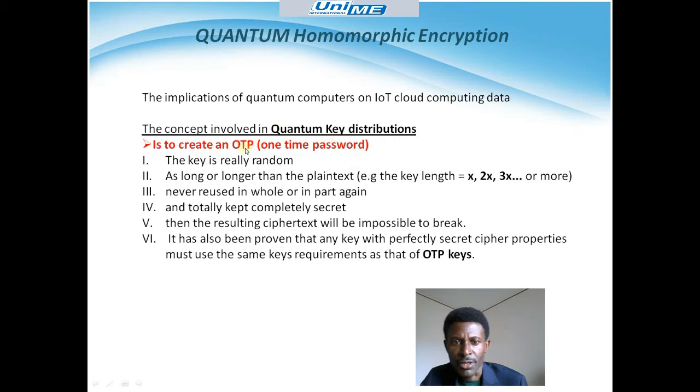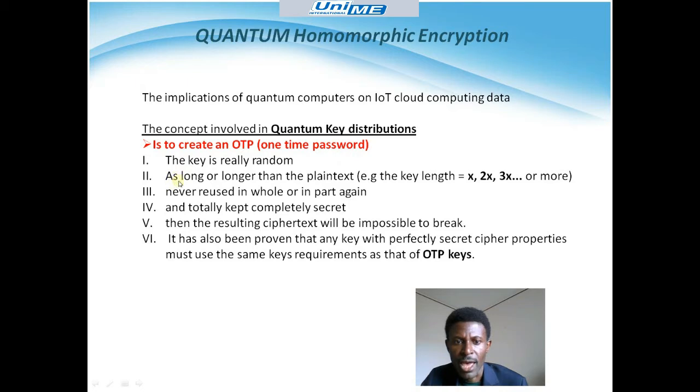Quantum key distribution creates an OTP, a one-time password. Using the principle of OTP in quantum key distribution, the key is really random. A quantum computer is better at generating these keys randomly than a classical computer, which might use an algorithm to create it, which in essence is not truly random in the ultimate sense. But a quantum computer uses quantum mechanics to generate these keys randomly.